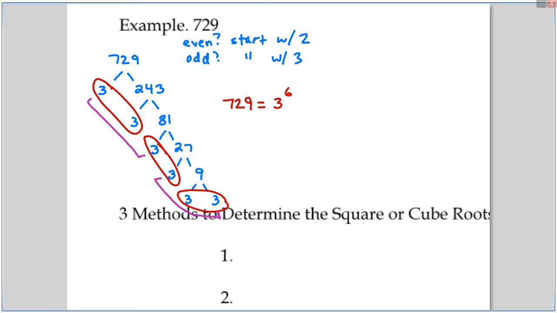So where am I going with this? Pairs and triplets. Think about index. Powers, perfect cubes, and perfect squares. So is 729 a perfect cube? Yes, because there's perfect triplets. Is it a perfect square? Yes, because there's perfect pairs.